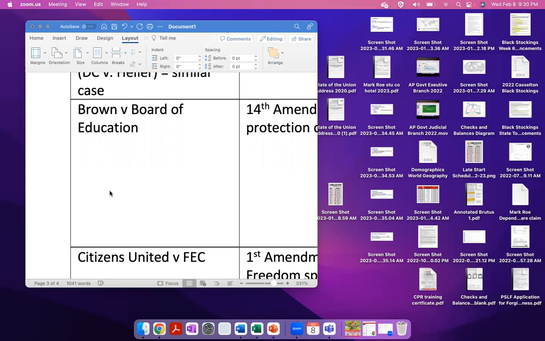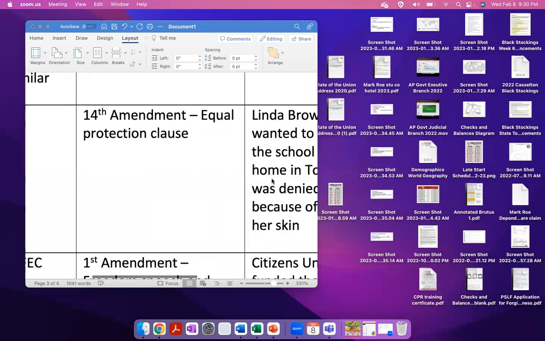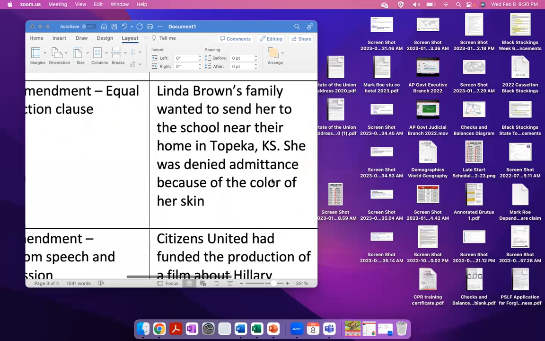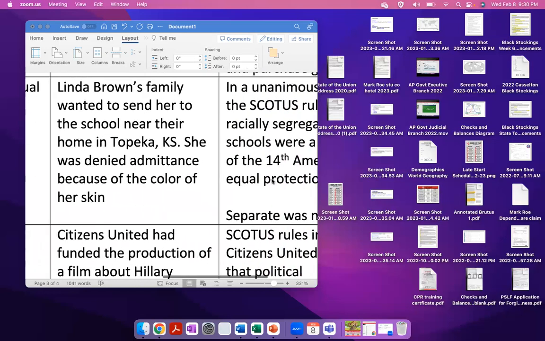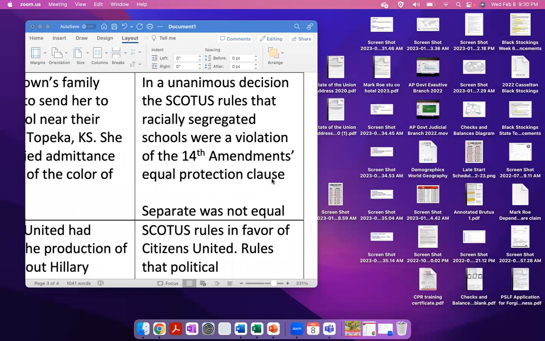So Brown v. Board deals not with the due process clause. It deals with the other clause in the 14th Amendment. What's that one called? Equal Protection Clause. Very good, right? Linda Brown wants to go to the school near her house. It was a whites only school. Dad challenges it. Unanimous decision. The Supreme Court says that segregation was not separate but equal, and that segregating public schools was a clear violation of the Equal Protection Clause.